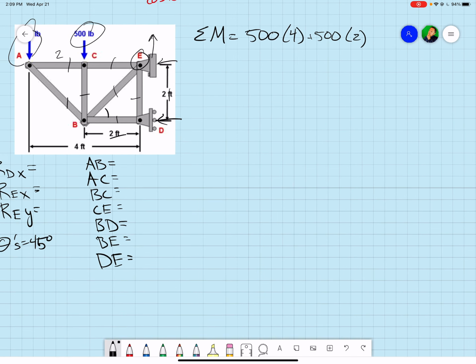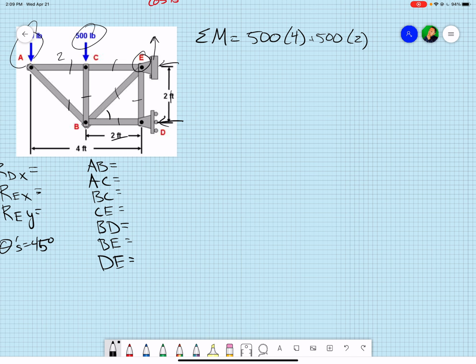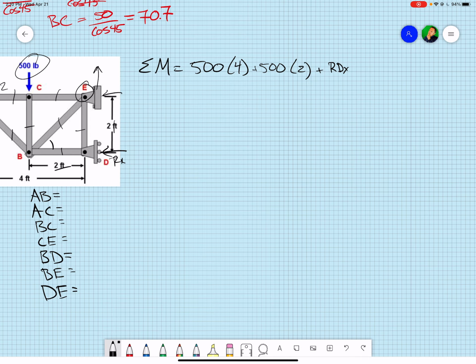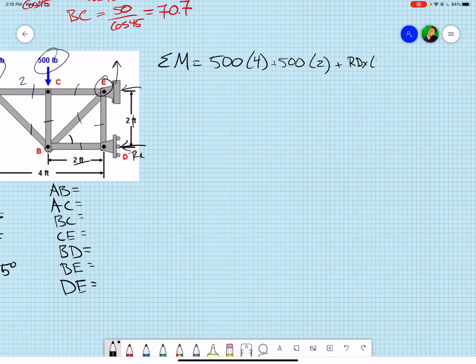The other moment we have is going to be the RDX right here, pushing back to fight against these other two moments. Now, let's make sure our signs are right. Well, let me do this first. So RDX, so I'm going to write RDX times the distance for RDX, which is 2 meters.